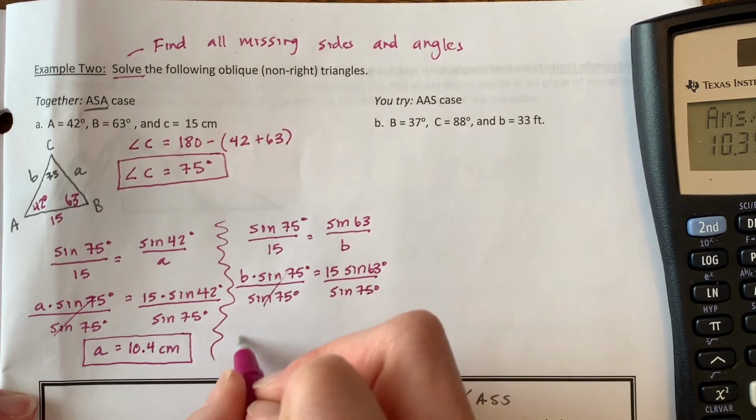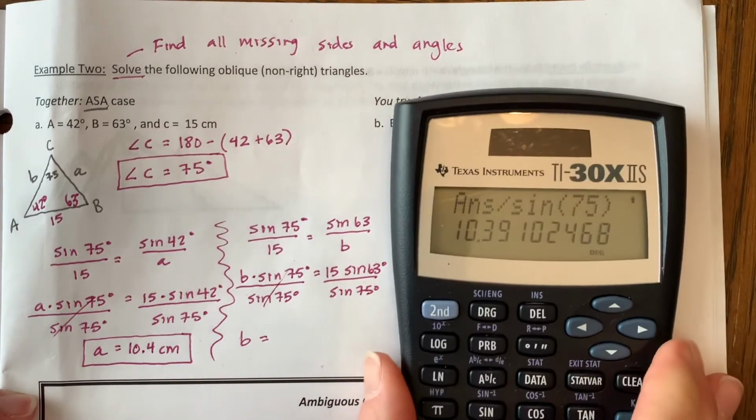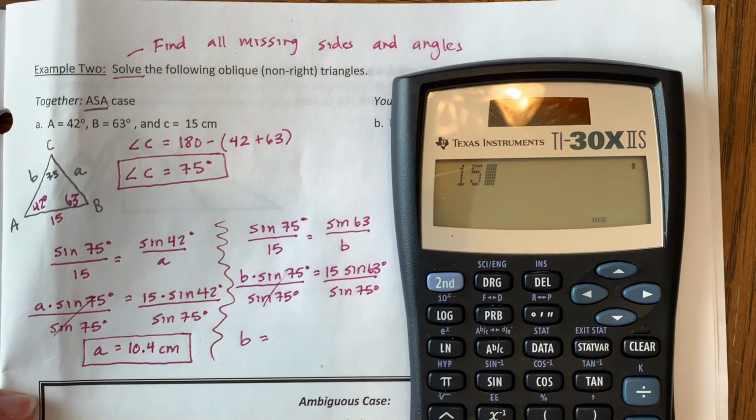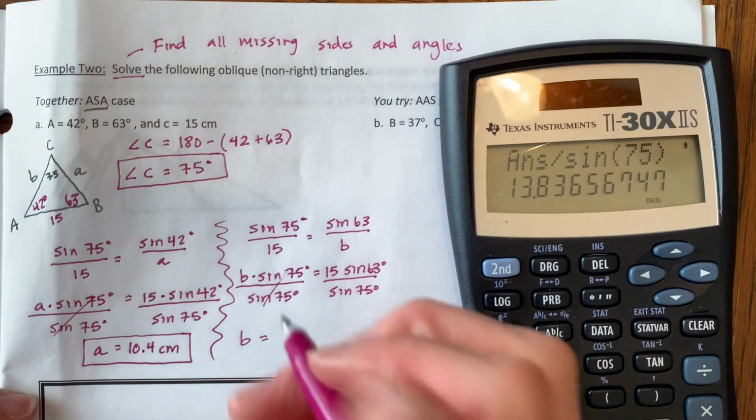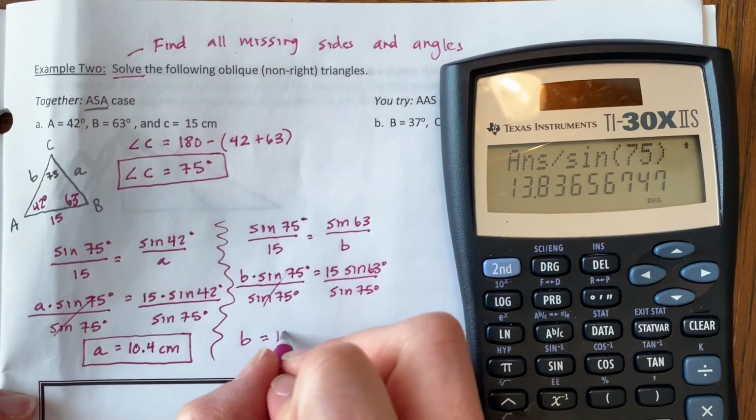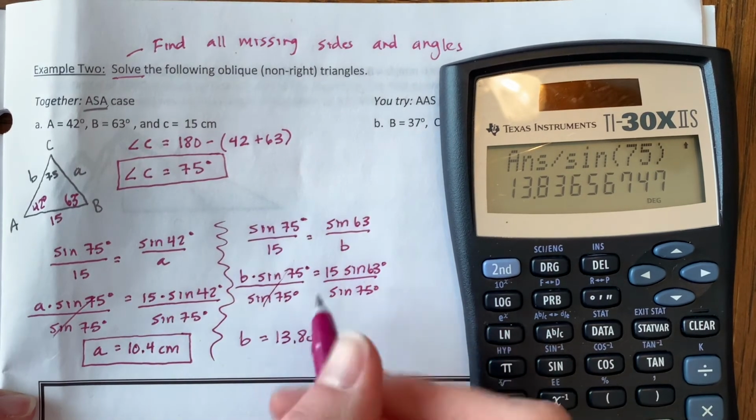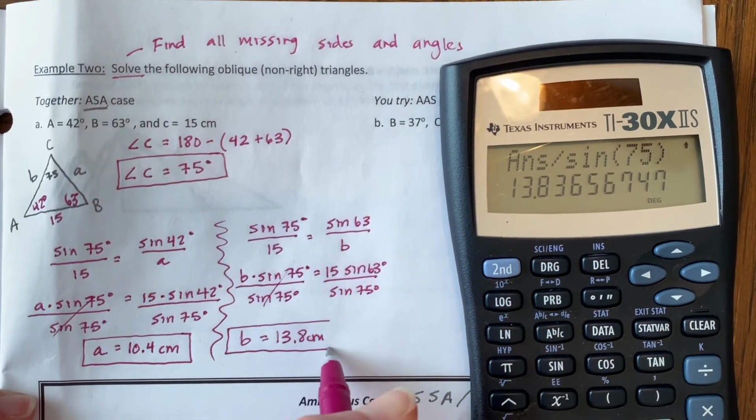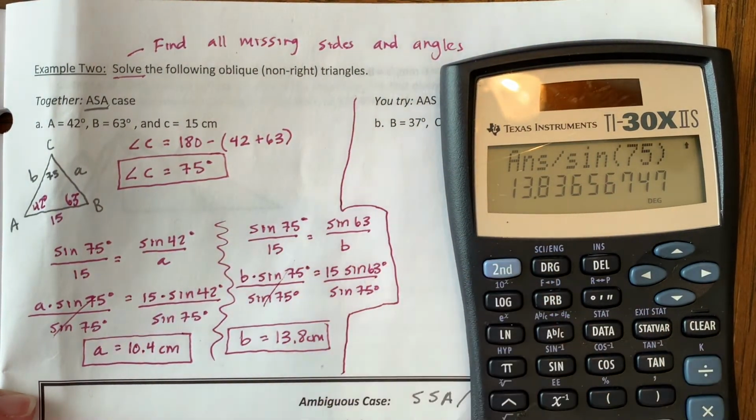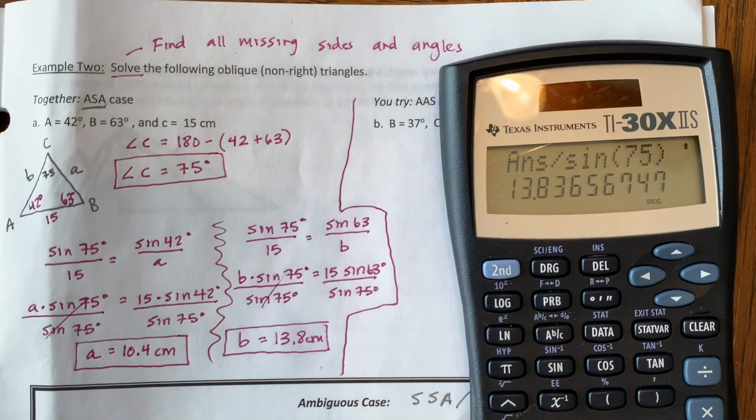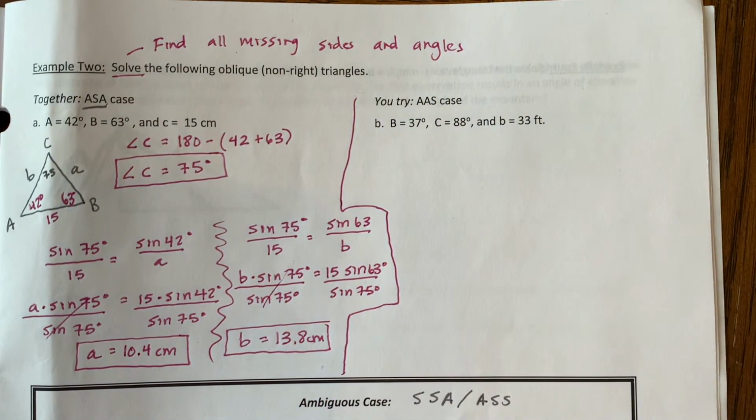Okay, that cancels. So B is equal to, I'm going to take 15 times the sine of 63 degrees, close my parentheses and hit equal to, and then divide that by the sine of 75 degrees. And the length of that side is approximately 13.8 centimeters. Very good. So this is how we use the law of sines to find missing side lengths and angle measures.